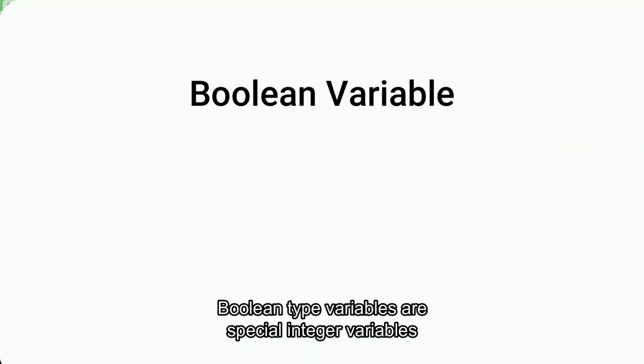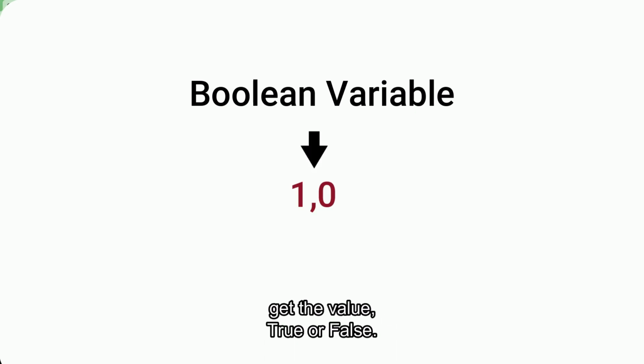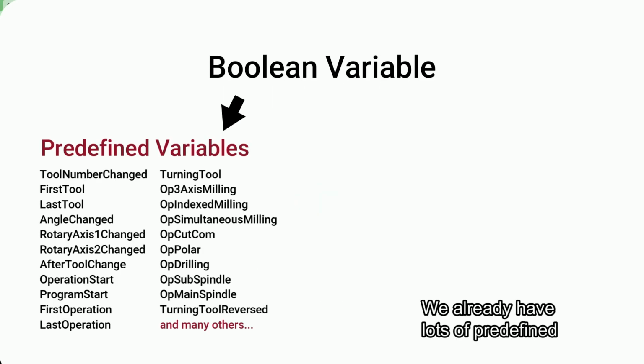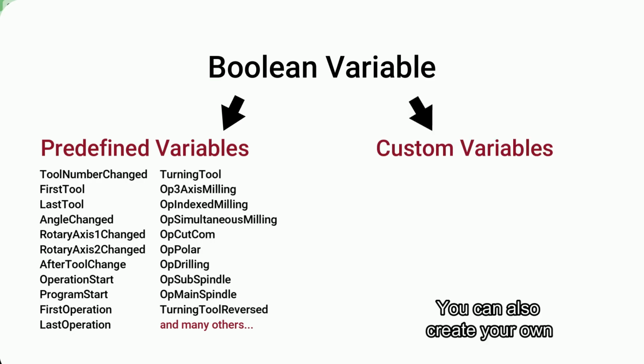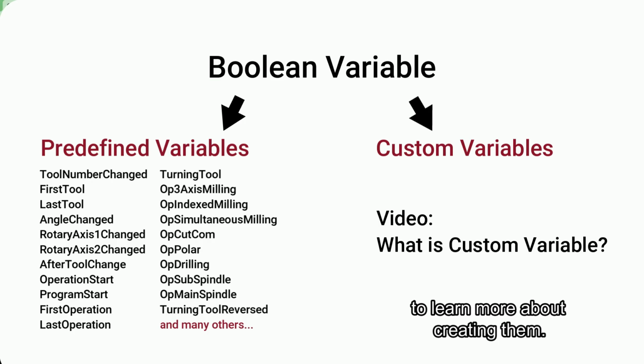Boolean type variables are special integer variables, which can only get the value 1 or 0. Or in other words, they can get the value true or false. We already have lots of predefined Boolean variables in Monospost Developer. You can also create your own custom Boolean variables as well. Watch the video, What is Custom Variable, to learn more about creating them.